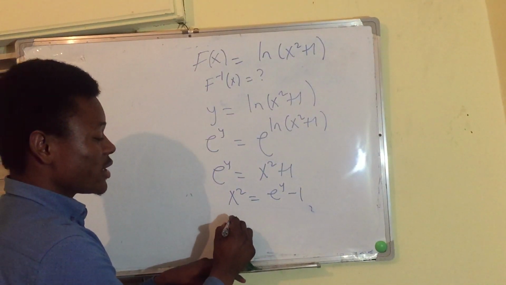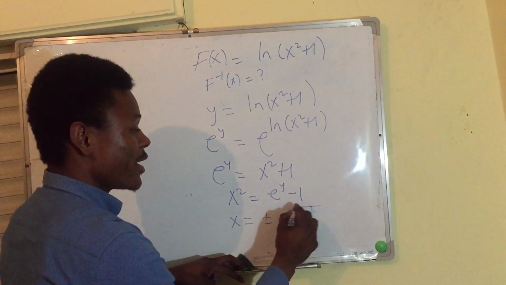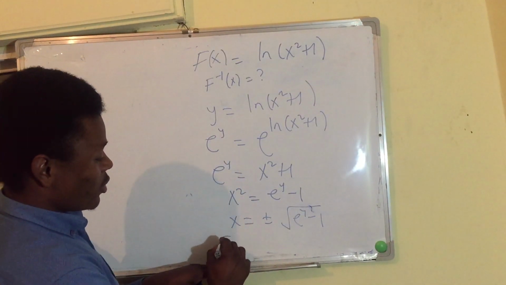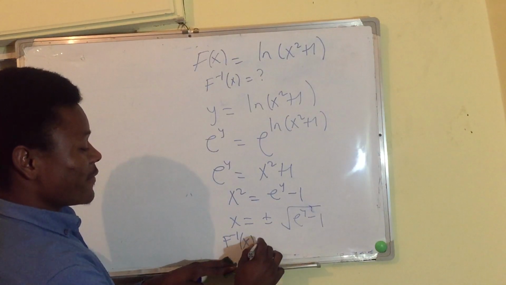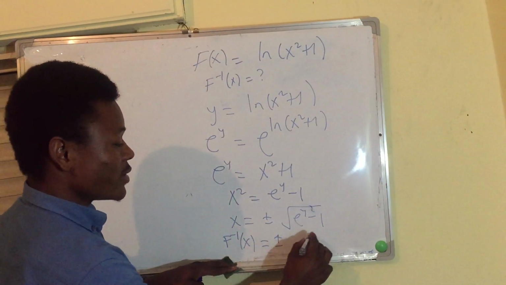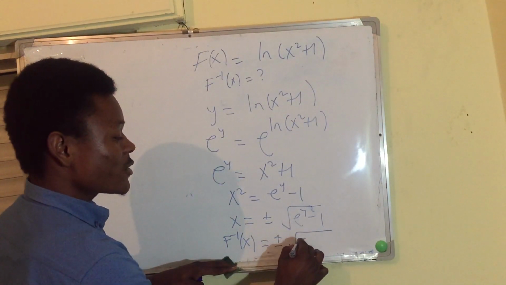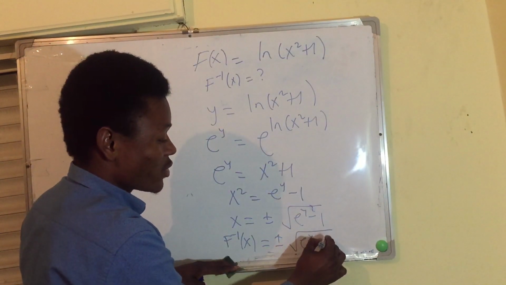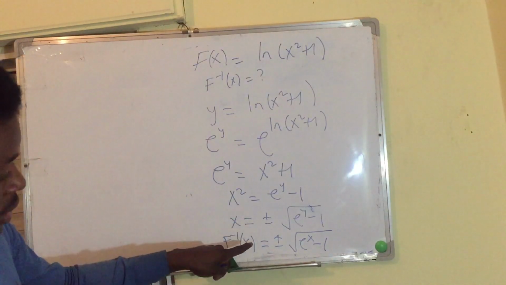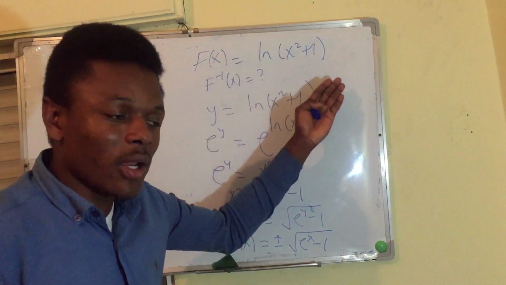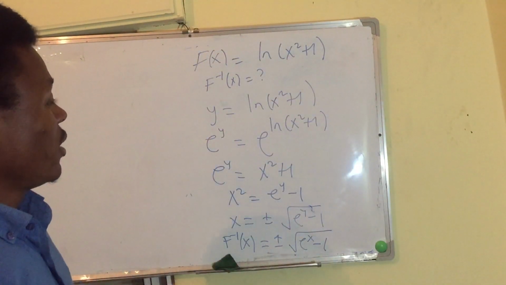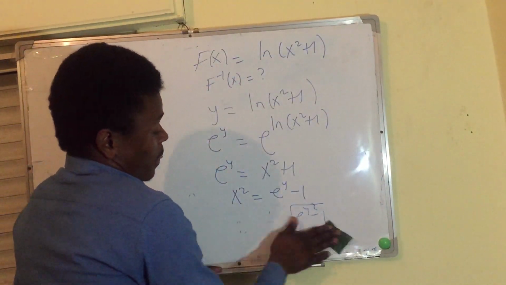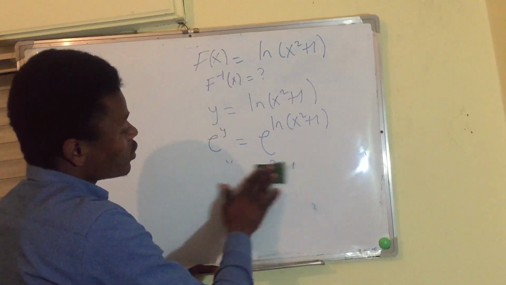To find x, we have to take the square root of both sides. So x is plus or minus the square root of exponential y minus 1. Now, solving for x, f inverse of x will be plus or minus the square root of exponential x minus 1. So this is it. You don't want the log, so we use the anti-log, alright? Or take both sides with log.